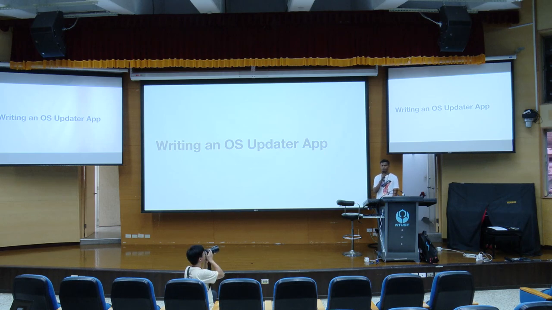Now, how can we use this knowledge to actually write a new OS updater application? Before we write a new OS updater application, obviously, because Google is really good and it provides us with quite a lot of examples, right? We have codelabs and things like that. Fortunately, in AOSP, they also have a sample application that you can take hints from on how you can write an OS updater application.